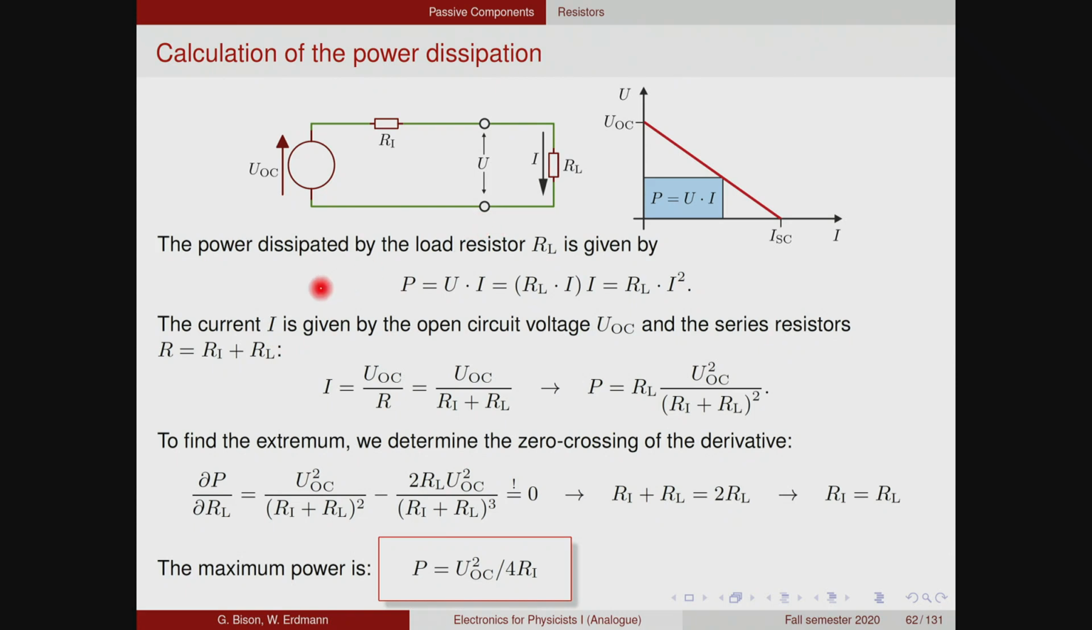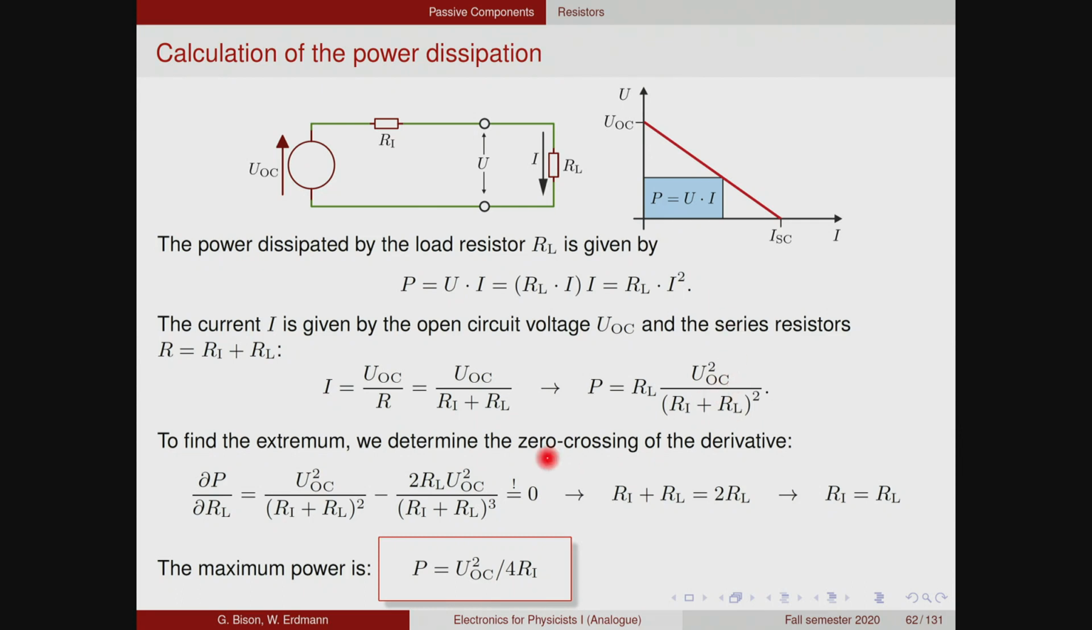Now, we can simply compute the current. This is simply a serial connection of 2 resistors driven by the open circuit voltage that's generated by the voltage source. And of course, the total resistance is just the sum of these 2 resistors, serial connection. So we can compute the current given here, open circuit voltage divided by the sum of the 2 resistors. And then we can immediately write down using this relation what the power is.